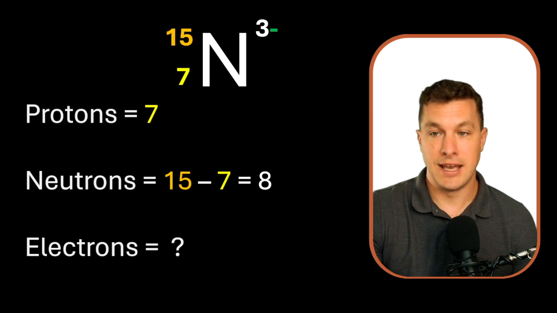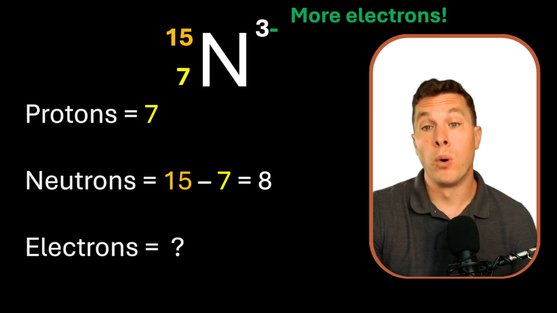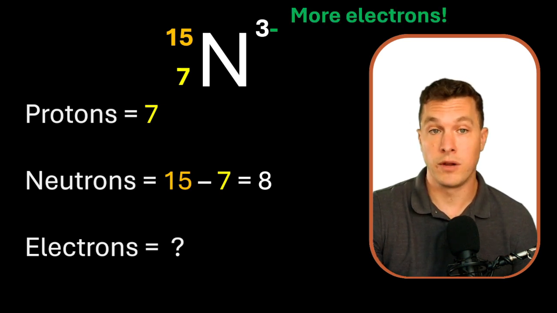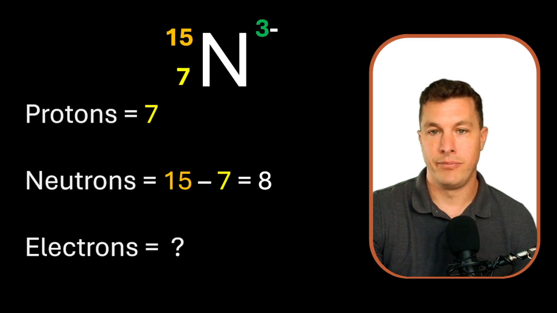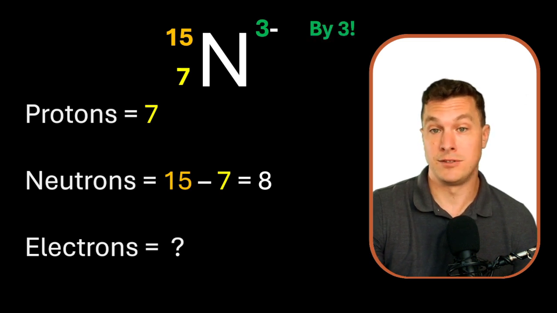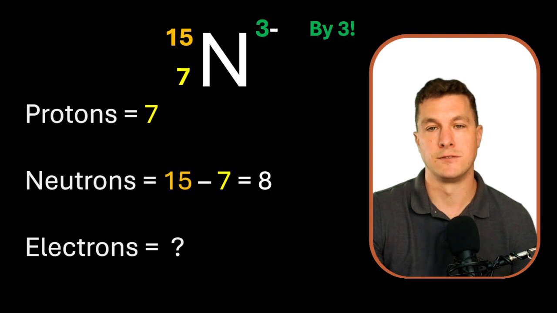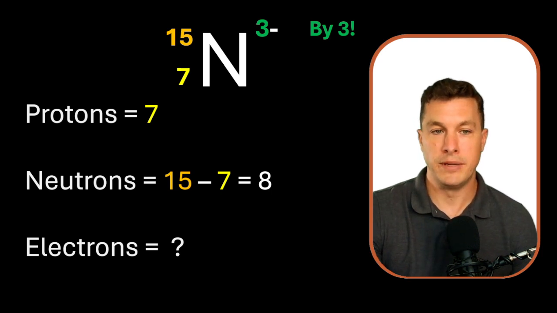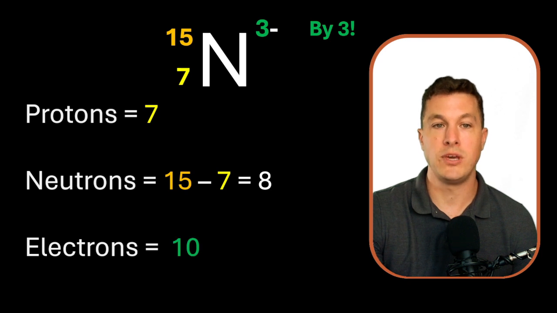What about electrons? That's where we need to think a little more carefully. This element is negatively charged, and that means there's more electrons. By how many? Well, the number 3 tells us that there's exactly 3 more electrons than protons. So what's 3 bigger than that 7 protons? Well, it's 10. And so that means that we have 10 electrons.